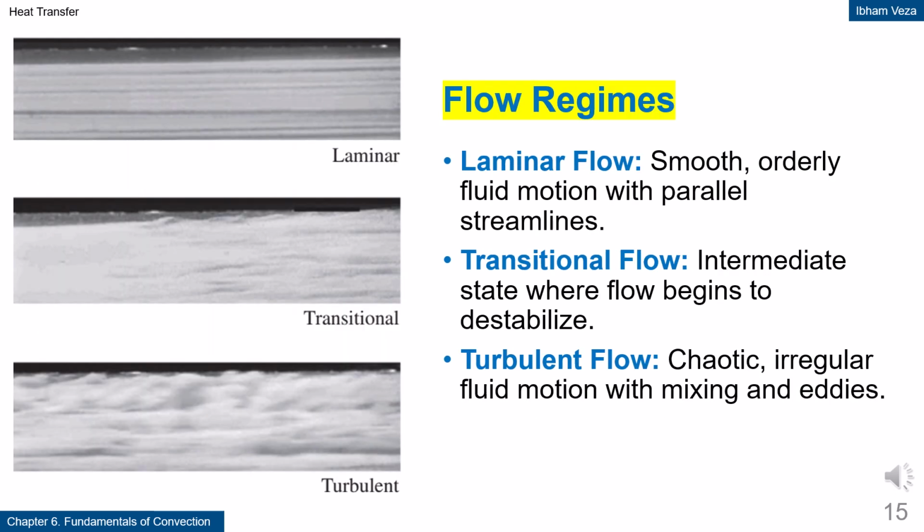Flow regimes. Fluid flow can be classified into laminar, transitional, and turbulent regimes. Laminar flow is characterized by orderly motion with parallel streamlines. In the transitional regime, the flow begins to become unstable and shows small disturbances. Turbulent flow is chaotic with strong mixing and eddies. This classification is very important because it strongly affects friction and heat transfer.